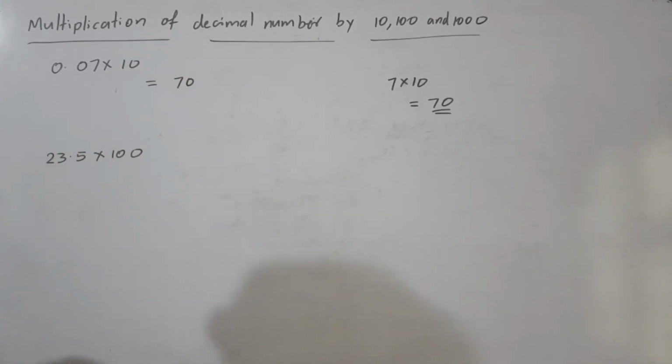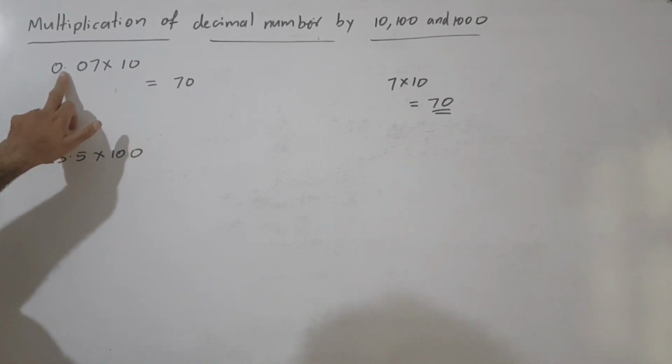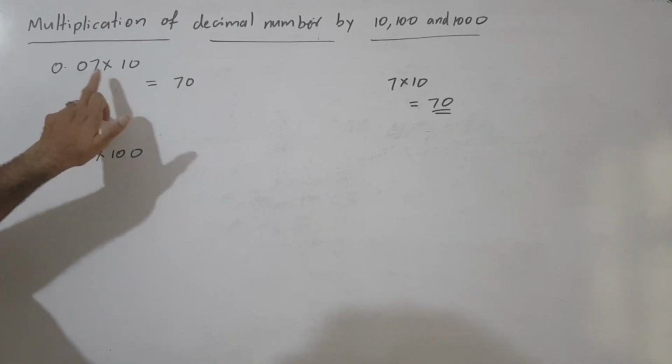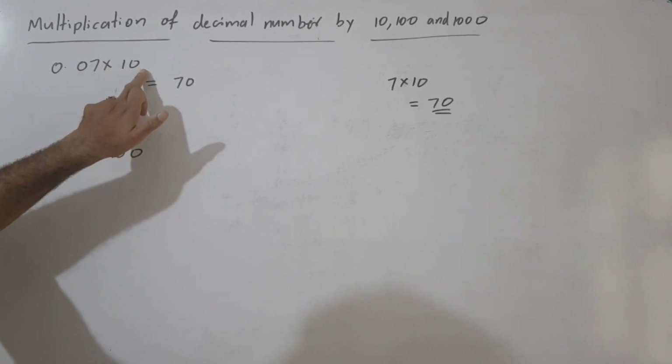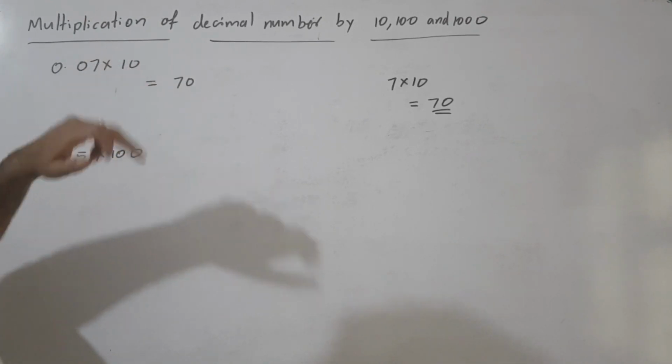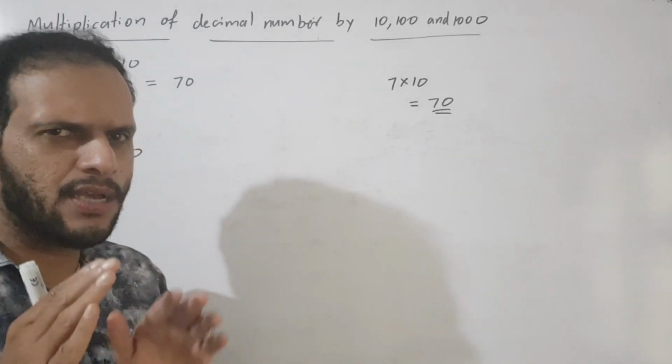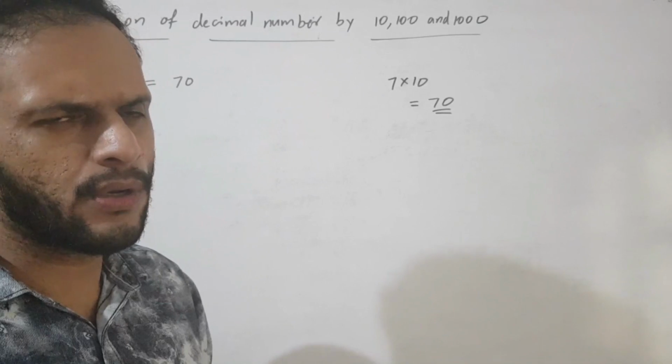Then after how many digits do we need to put the decimal point? Yes, here we consider the decimal point, we put it after two digits, correct? Two digits. Here there is no decimal point. Then 0 plus 2 means two digits. That means in the answer we need to put the decimal point after two digits.